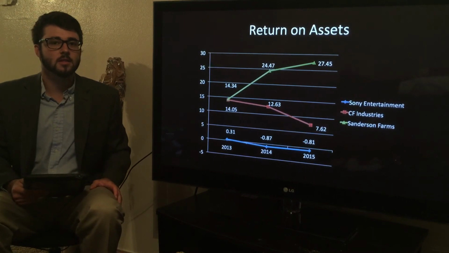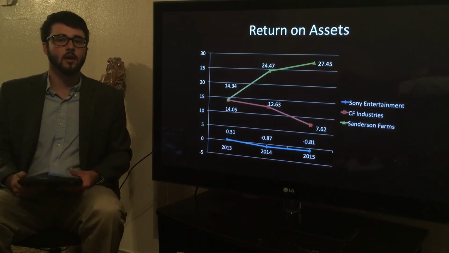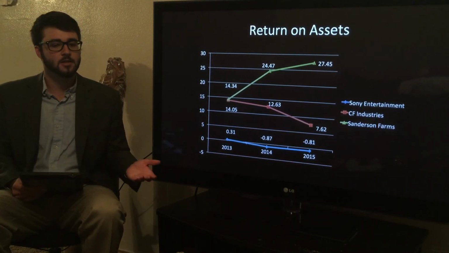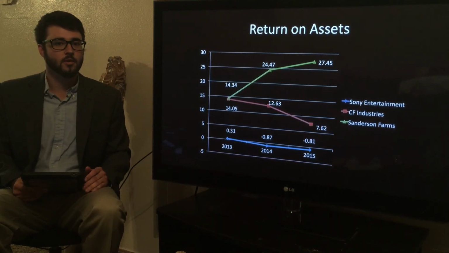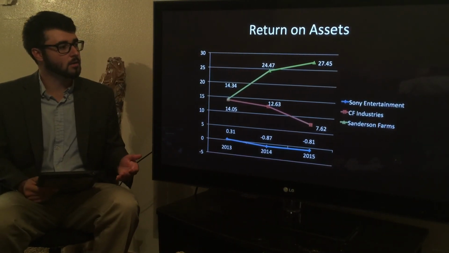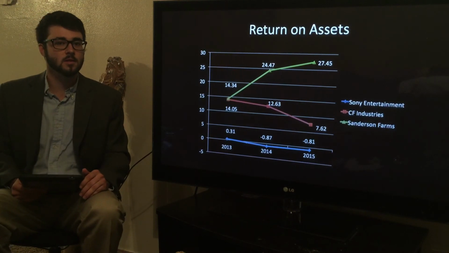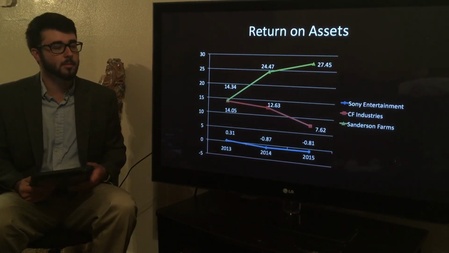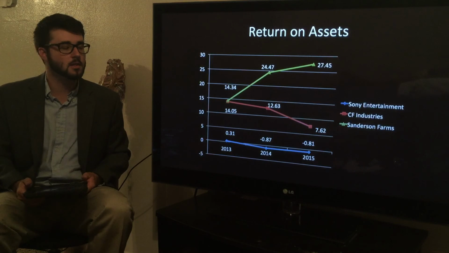I hope that this gave a pretty good explanation on how you can use different types of ratios and different numbers to make financial decisions in business. All these numbers were taken from the Bloomberg lab at Southeastern Louisiana University.